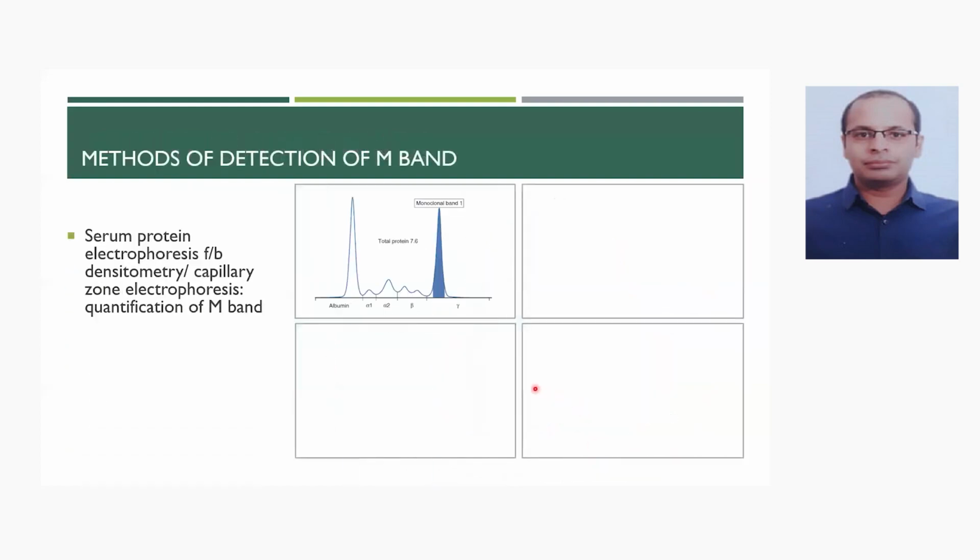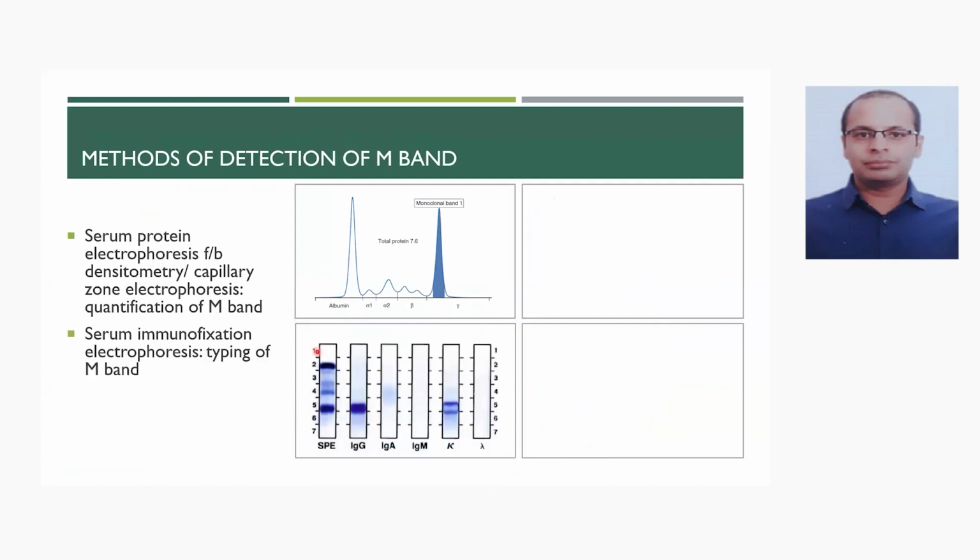How do you detect it? The most common method is serum protein electrophoresis, and this is usually the most common initial investigation of choice, where you can quantify the M band. Next is to subtype this M band into the three types, which is IgG, IgA, or IgM. IgG is more commonly seen, but there are certain types of monoclonal gammopathies which are specifically seen with IgM, and we'll see how they are. And light chain, kappa or lambda. So this is how we subtype this.